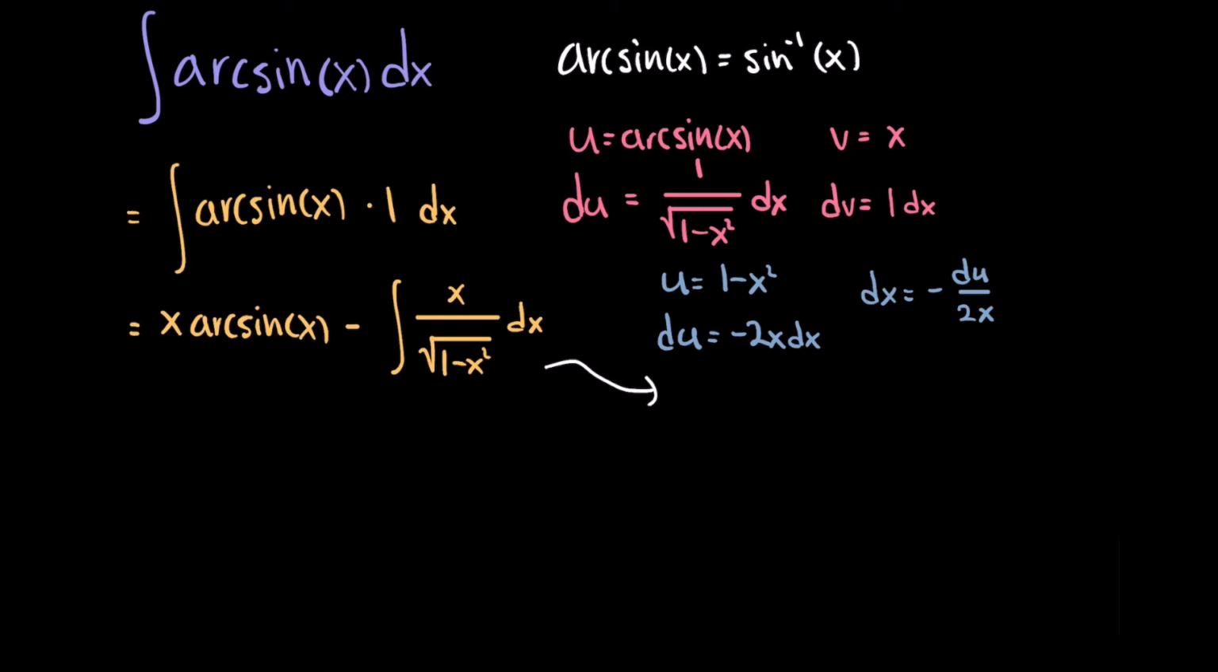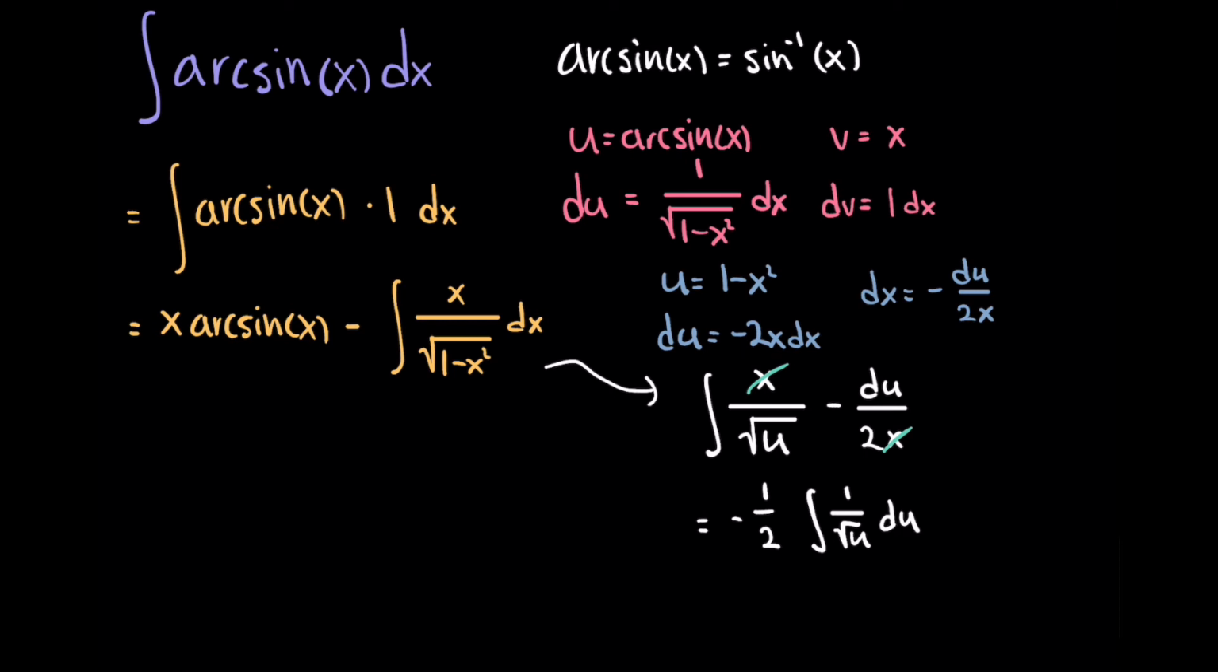So this integral is then equal to, we'll keep the x in the numerator for now. In the denominator, we have root 1 minus x squared, or by the substitution, root u, and then dx is negative du over 2x. We see that the x's will cancel out, and by taking the constant negative 1 over 2 out of the integral, we're left with the integral of 1 over root u du.